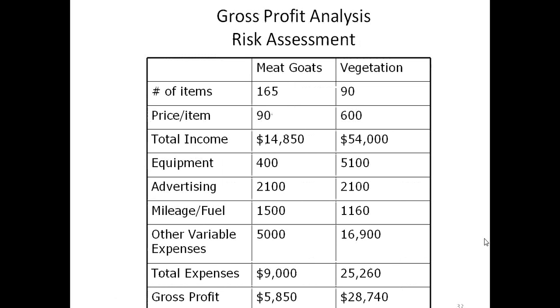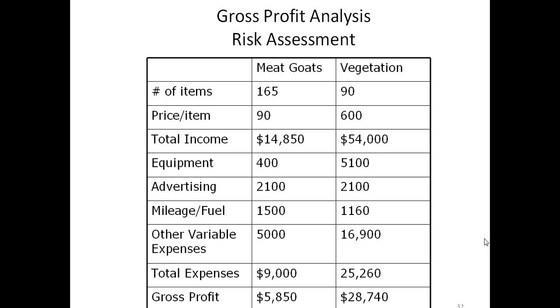And also what you can do when you get that is use it for risk analysis, comparing two enterprises. Like, we have ways you do the vegetation work with the goats. You also do the meat goats. And we're looking at two gross profit analyses. The meat goats' gross profit analysis is about $5,800, and the vegetation side of it is $28,000.